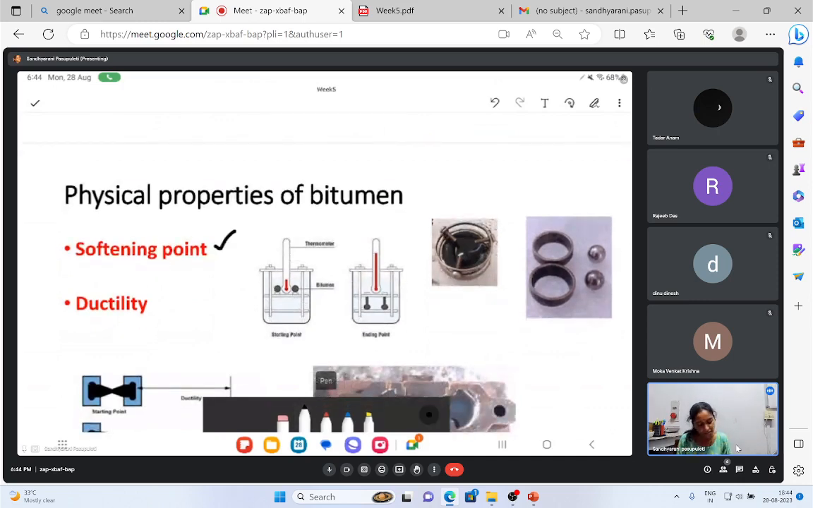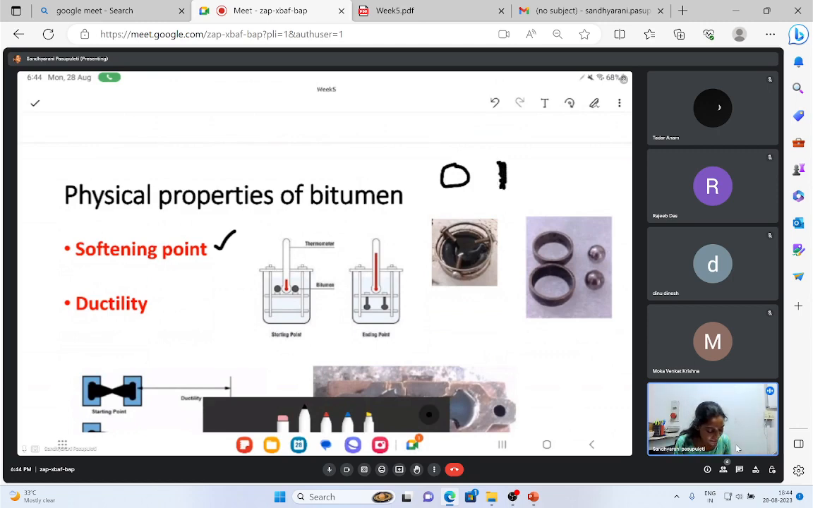Okay. Let us say if you see the bitumen initially, how does it look? It looks like a semi-solid or a stiff material. So if I start heating that bitumen, what happens? That semi-solid will be converted into a liquid. This is called a phase change.